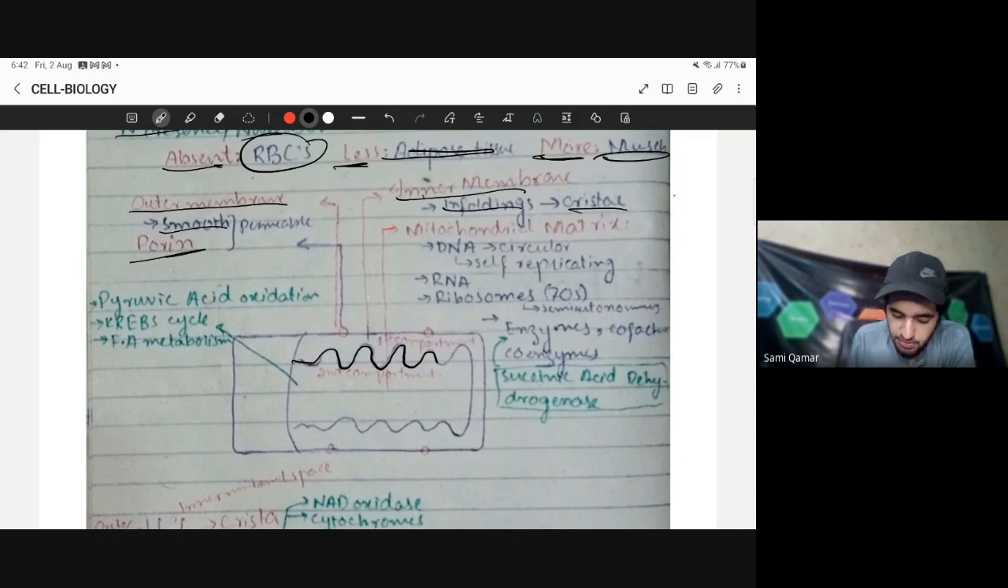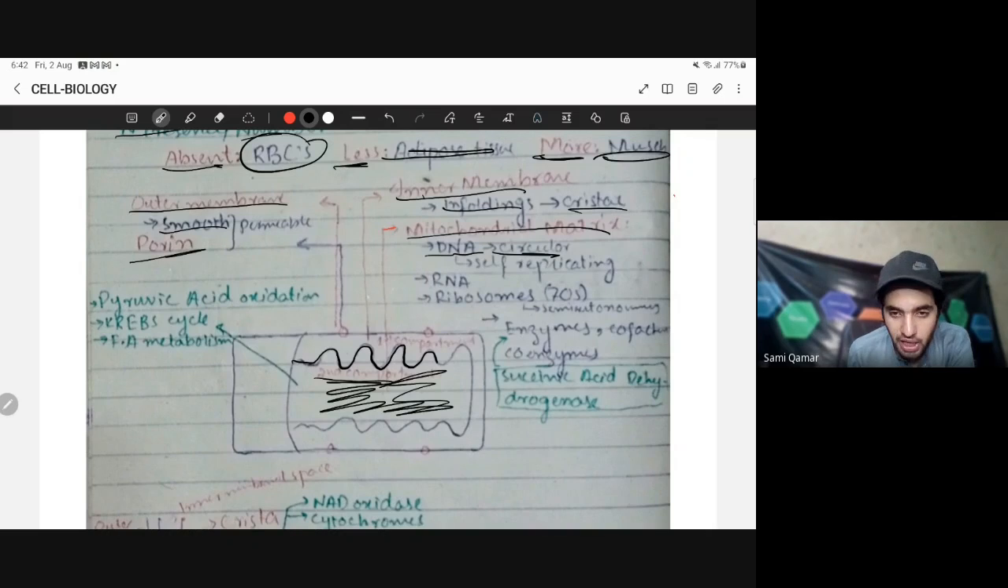Now understand, just like nucleoplasm and cytoplasm, mitochondria has a matrix, which is just like cytoplasm. What will be in the mitochondrial matrix? There will be DNA present, circular DNA just like prokaryotes. We are going to talk about endosymbiotic theory. It has circular DNA, that's why it is a self-replicating organelle. This has been asked in a past paper.